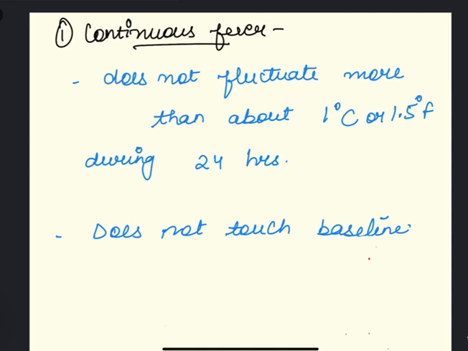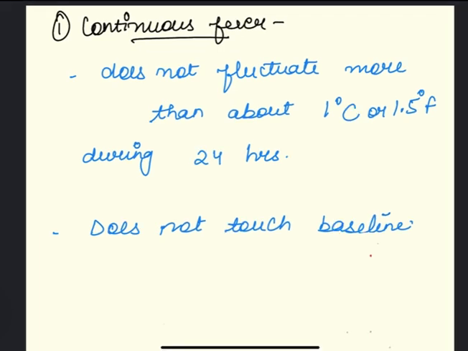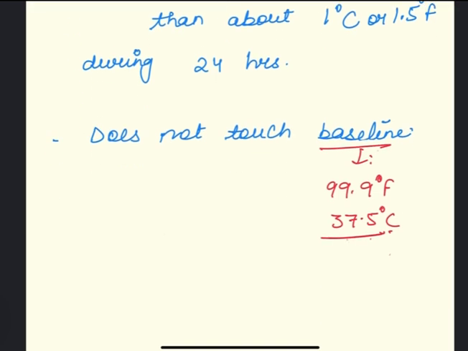So continuous fever does not fluctuate more than about 1 degree Celsius or 1.5 degree Fahrenheit during 24 hours, and it does not touch baseline. Means the fluctuations will be less than 1 degree, but it won't touch the baseline, and the baseline is 99.9 degree Fahrenheit as I have discussed earlier. And in degree Celsius it's 37.5 degrees Celsius. So the best example of continuous fever is typhoid fever and lobar and gram negative pneumonia and acute bacterial meningitis, but the best example to remember is typhoid, so you should be remembering the same.